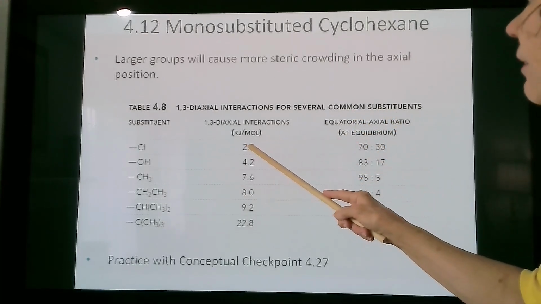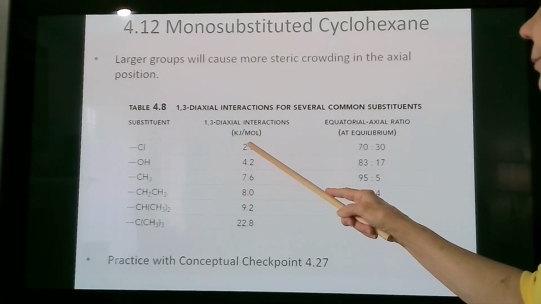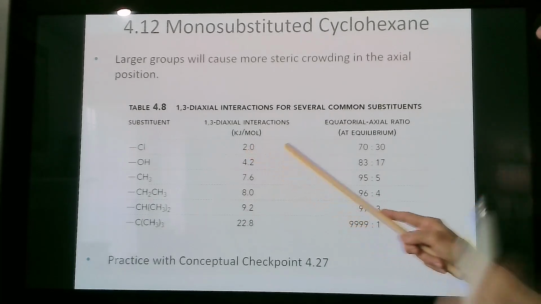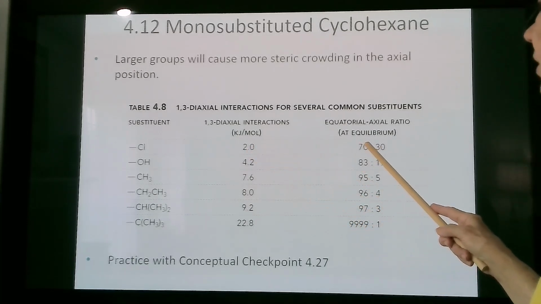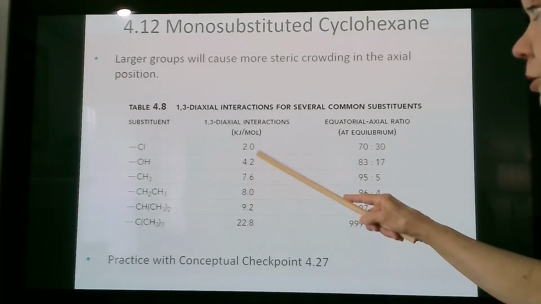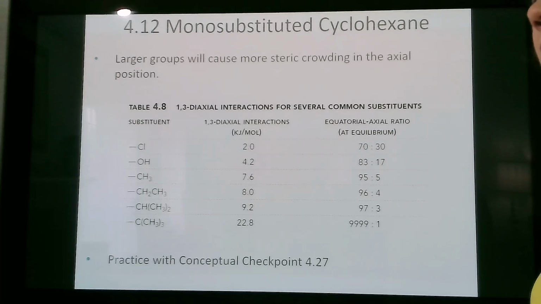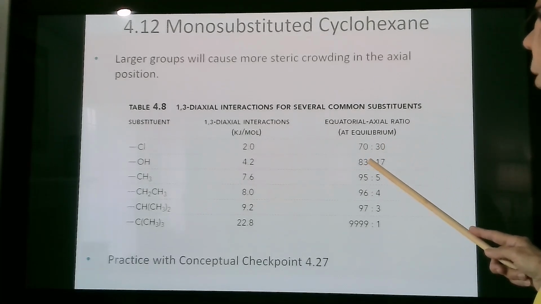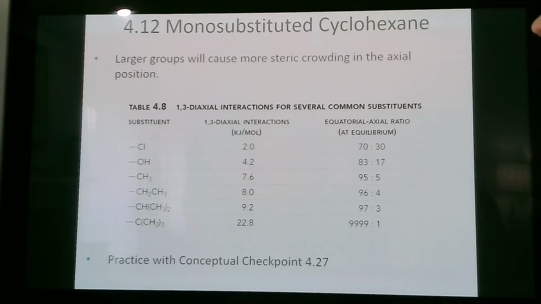If the axial is 2 kilojoules higher in energy, then the ratio is going to be 70-30. And as the energy difference between the axial and equatorial conformations increases, then the molecule will spend more and more and more of its time having the substituent equatorial rather than axial.